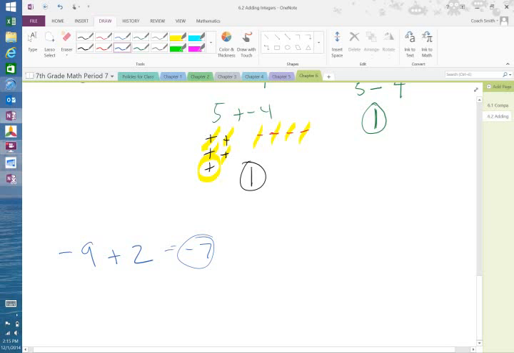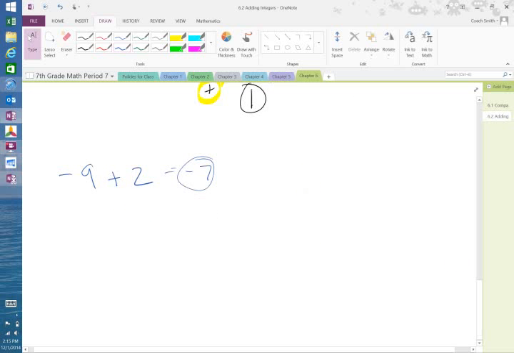Okay, now here's why it is -7 mathematically. I have a negative and a positive, so I have to take their absolute values. The absolute value of -9 is 9, minus the absolute value of 2, which is 2. 9 minus 2 is 7. The larger absolute value is our negative sign. Therefore, we must bring it down into our answer. And that's why the answer is -7 mathematically.